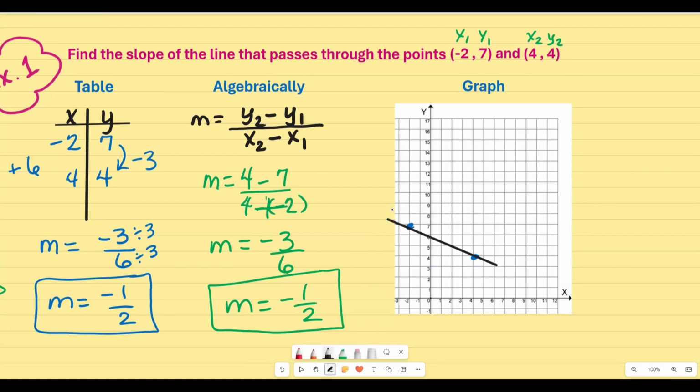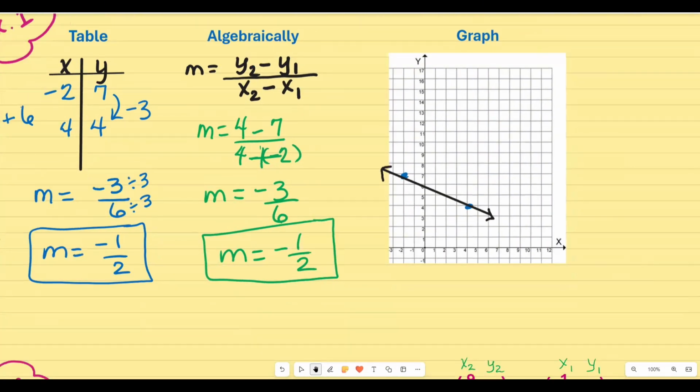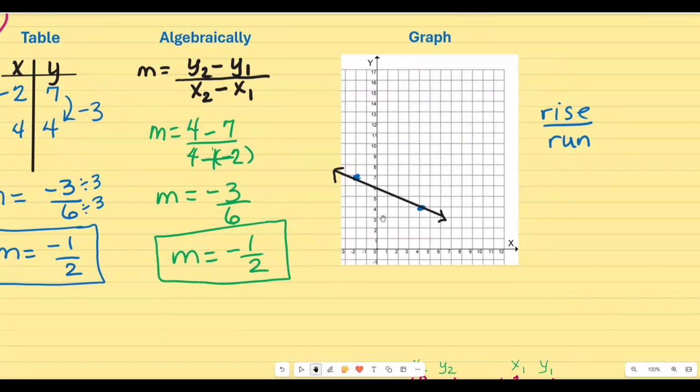So whenever you are actually graphing, make sure that you put your arrowheads on your line because that indicates that it's going to go on forever and your slope will never change on this line. So let's use the formula, which is rise over run, right? And I am remembering that my rise means up and down and my run means left and right. So going from one point to the other, I have to go down and then I have to go to the right. So how far down did I go?